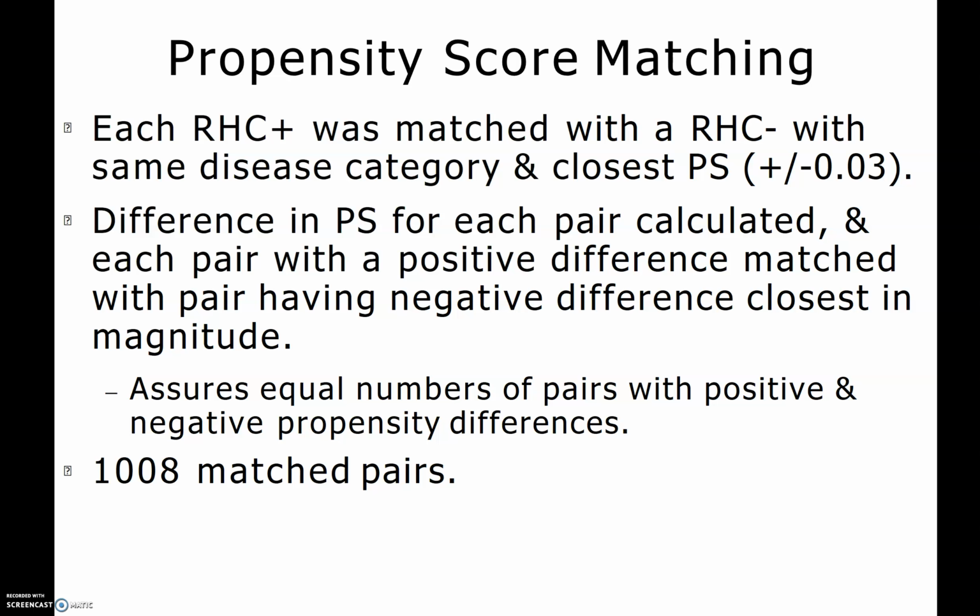The difference in the propensity score for each pair is calculated, and each pair with a positive difference is matched with a pair having a negative difference that's closest to the same magnitude. This assures that there are equal numbers of pairs with both positive and negative. Why would that make a difference? Think about it. This creates symmetry in the data so that we're not biasing those results based upon the adjusted propensity score method.